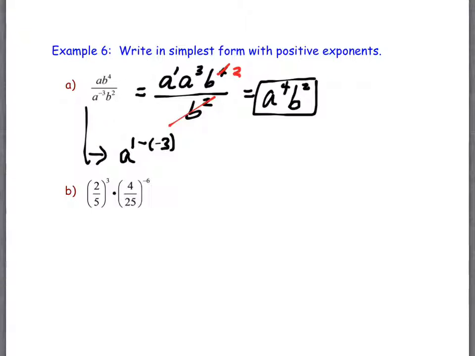Right, this is the second property with subtraction. I could do the same thing with the b. The power on top is 4 minus the power on bottom, which is 2. So what is the power of a? It's going to be 1 minus negative 3. What's 1 minus negative 3? 4. And then what is 4 minus 2 for the power for b? 2. So am I going to get the same answer? Yeah. And there are other options besides this one too. There are lots of things you could do and all still arrive at the same answer.